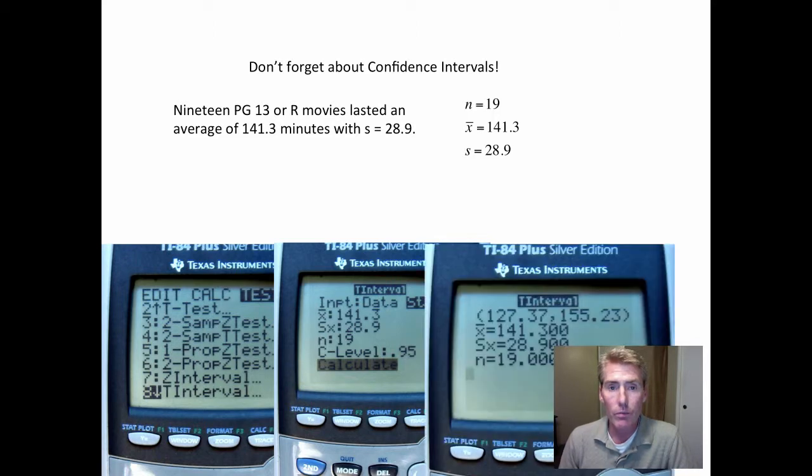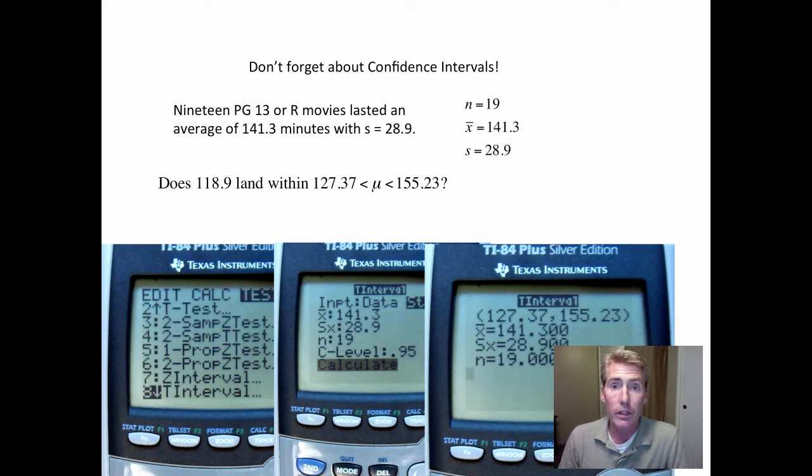So this is saying for movies that are PG-13 or R, they last somewhere on average between 127 and 155 minutes. Now consider those G and PG movies, they averaged 118.9. So does that even land between these two numbers? 118 does not land between 127 and 155. So that is then showing that the PG-13 and R-rated movies do last longer than the G and PG movies. So this is another way to verify what we did with the hypothesis testing.